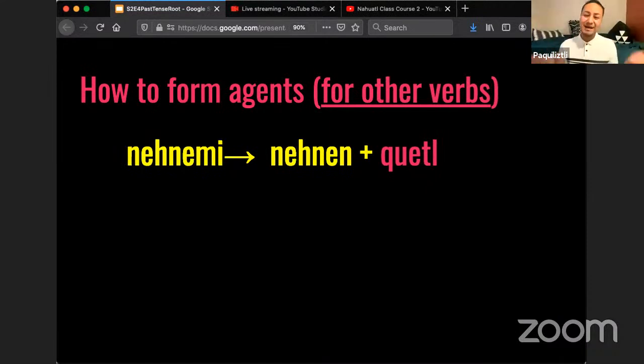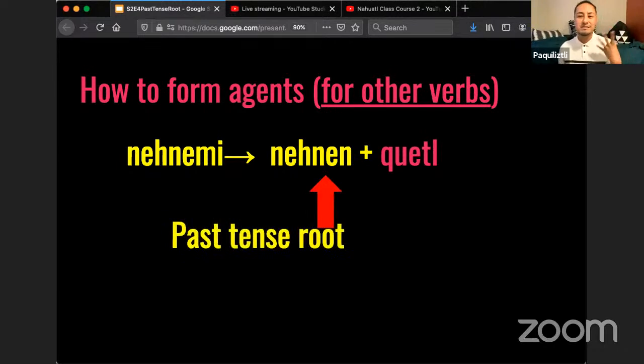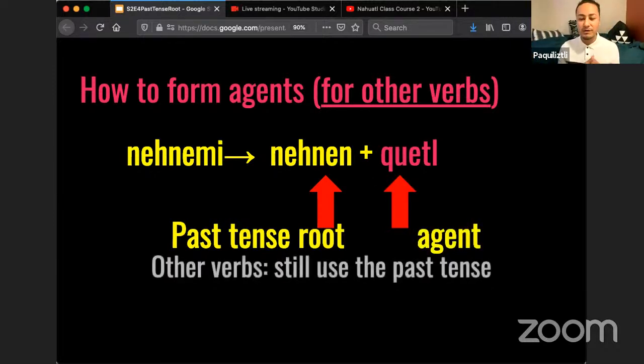So at that time, I had also told you, hey, walker, to walk is nehnemi, but if you want to say a walker, you would say nehnenket. And see, now you know where this nehnen comes from because this is a class 2 verb. And this class 2 verb, we're using the past tense root of that verb. And so it goes from nehnemi, walk, to nehnenket, walker. So we're using past tense root and then we add the -ket, makes it the agent. Okay? So this applies to all the other verbs. So class 1, class 2, class 3, class 4, all the verbs do this pretty much. But at that time, you didn't know what past tense root was. So I was like, I'm not going to get crazy with you.